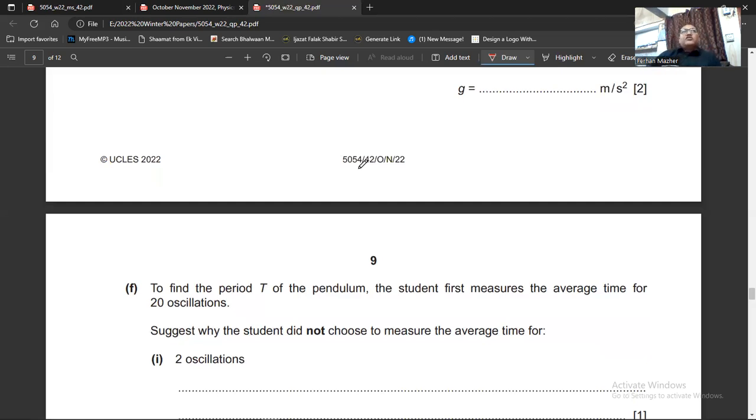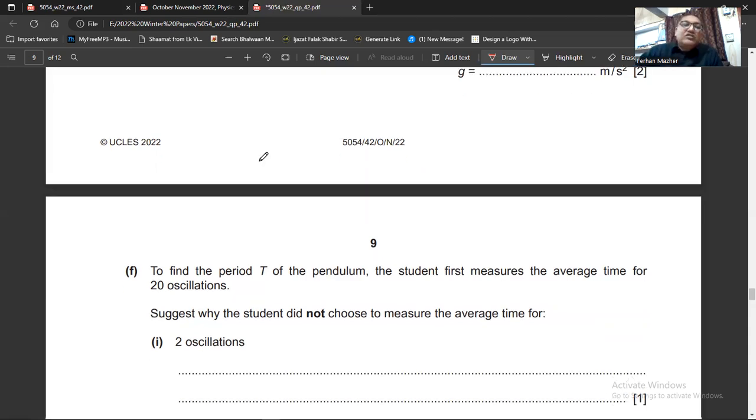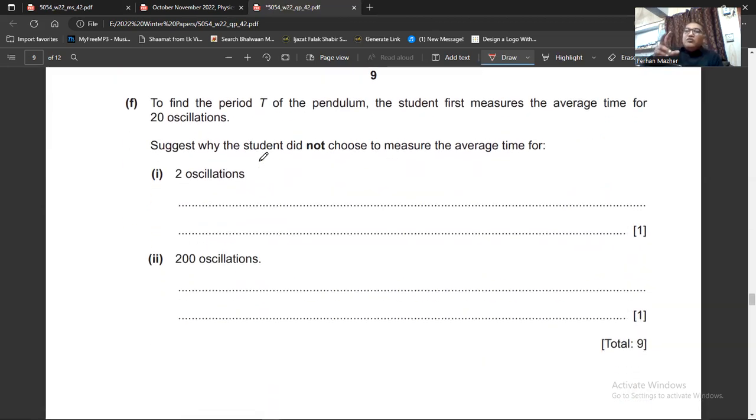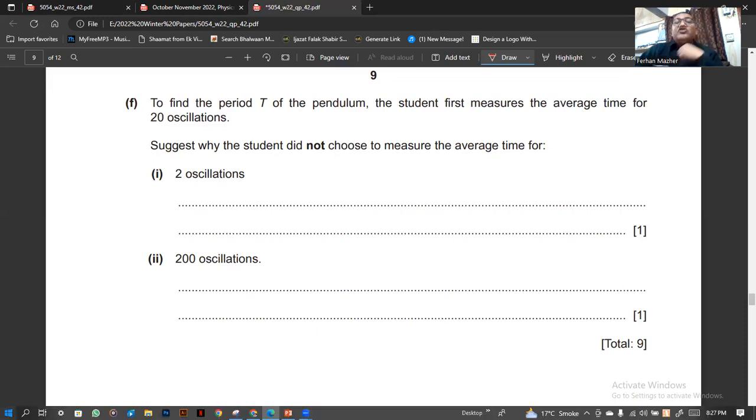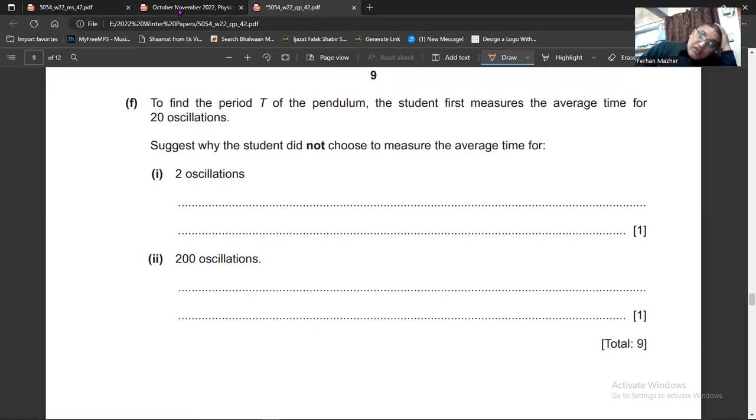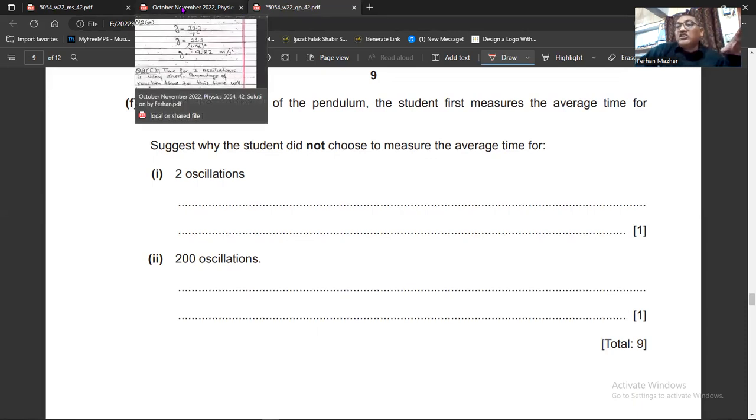And when you are measuring with the stopwatch, the human reaction time will be a large percentage of this time. If you take the human reaction time, that will be a large percentage of the time for 2 oscillations. So that's why we do not directly measure the time for 2 oscillations, because due to the human reaction time, the error created in the reading will be very large as compared to the actual reading. We do not measure directly the time for 2 oscillations.